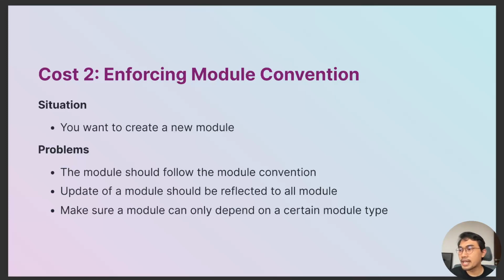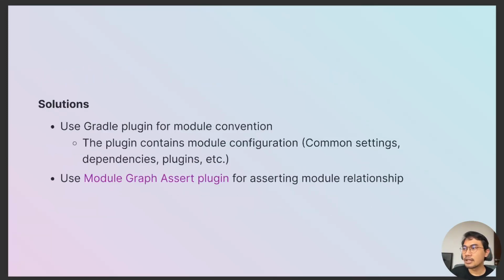Also, when we update a module configuration, the changes should be reflected in the same module type. And lastly, we should make sure that the module can only depend on a certain module type. Of course, we can do it manually by copy-pasting the configuration, but there is a better way, by using Gradle plugin. We can use Gradle plugin for storing our module convention. This is commonly called convention plugin.